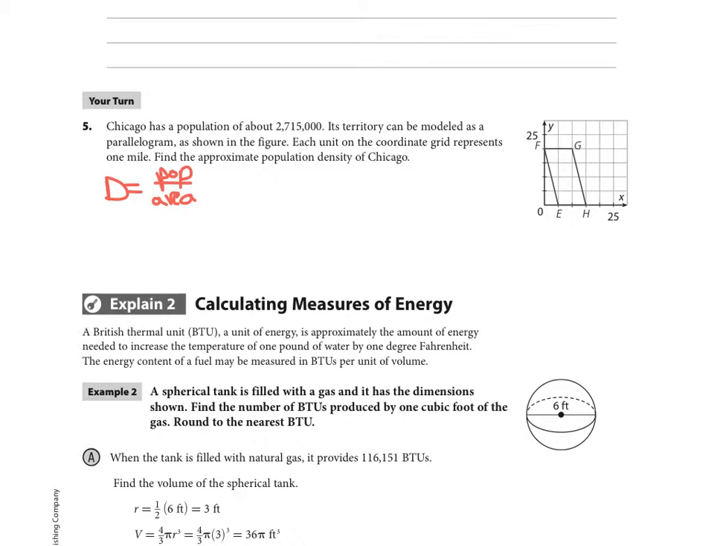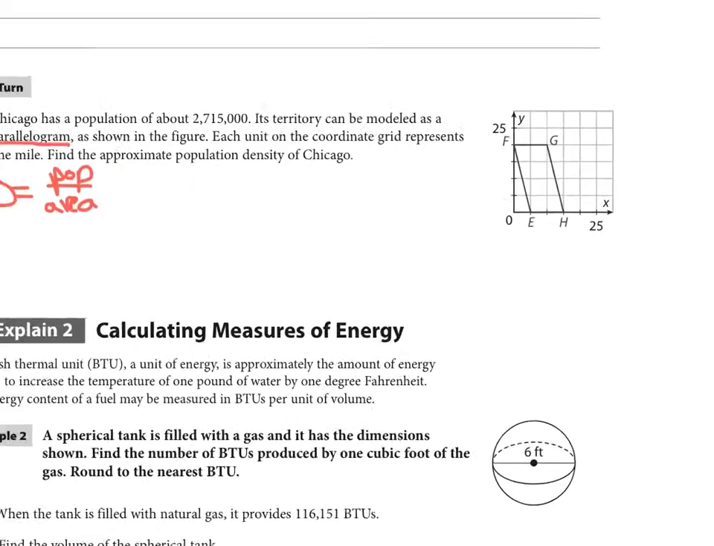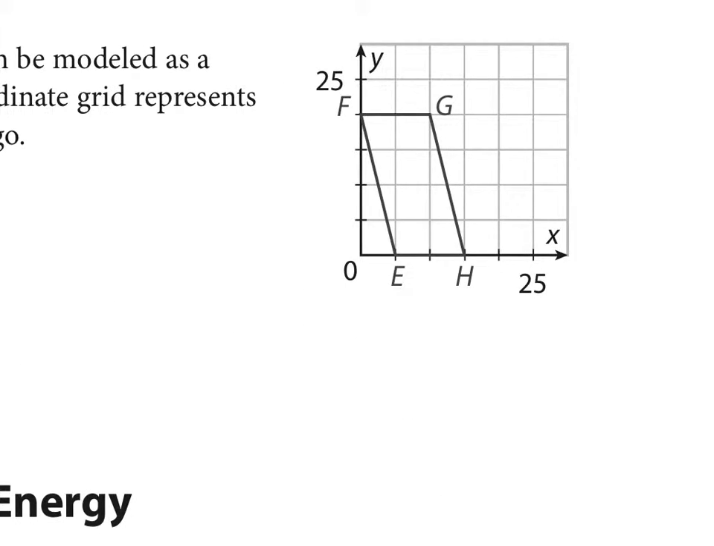Now it doesn't give us area. It says it can be modeled as a parallelogram. So if I look at this little graph over here, each one of these things go by 5, so this is 10. And I need the height of this to find area. And remember I said it's always perpendicular. It's a perpendicular line. So that line is 5, 10, 15, 20. Okay, so area equals 10 times 20, length times width, which is 200.